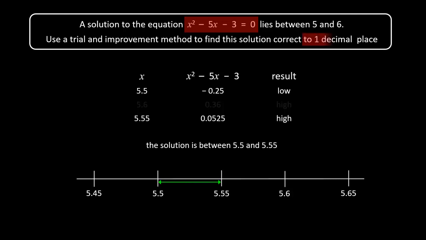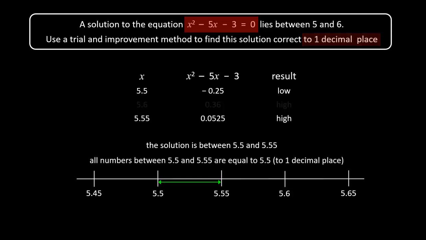Now in the original question, notice up there, it says we want the answer to one decimal place. Every number covered by that green arrow, if you round it to one decimal place, is actually 5.5. We don't go up to 5.55, we go just before it. So all the numbers in that little gap, which I've got a green arrow in, are equal to 5.5 to 1 decimal place. So that is our answer. Now that's a bit confusing.